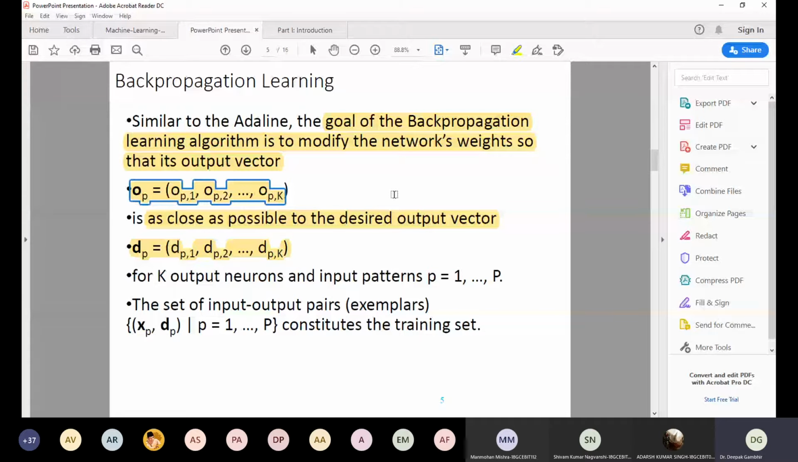One thing you need to learn here is that this is the k-th output neuron, so it is written as dpk, so it is dp1, dp2, dpk. The input patterns are p, from p equal to 1 to capital P. The set of input-output pairs are written as x comma d for each input pattern p, that constitute the training set. The x is the input and d is the desired output vector, the target.